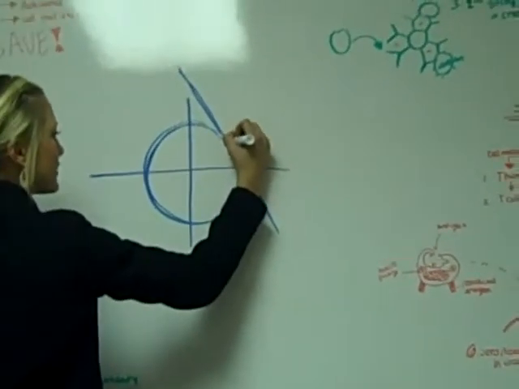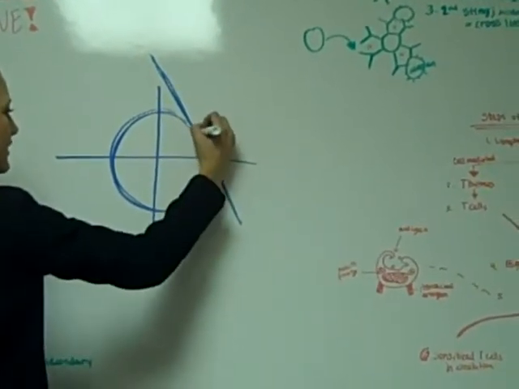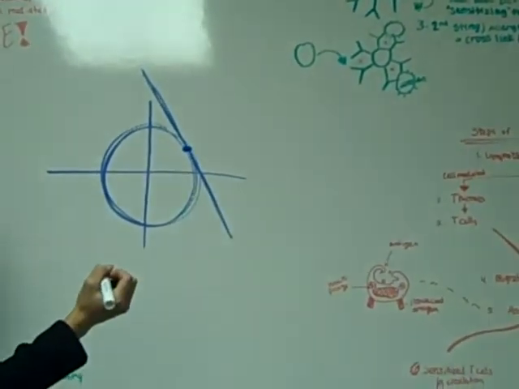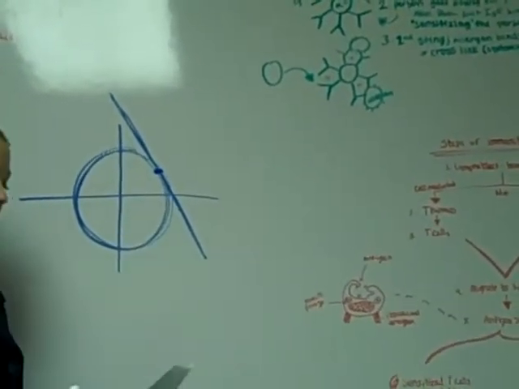From this point on this curve, this is the slope of the line at this point on the curve. Tangent lines only touch the curve one time. They only touch it, they do not intersect it.